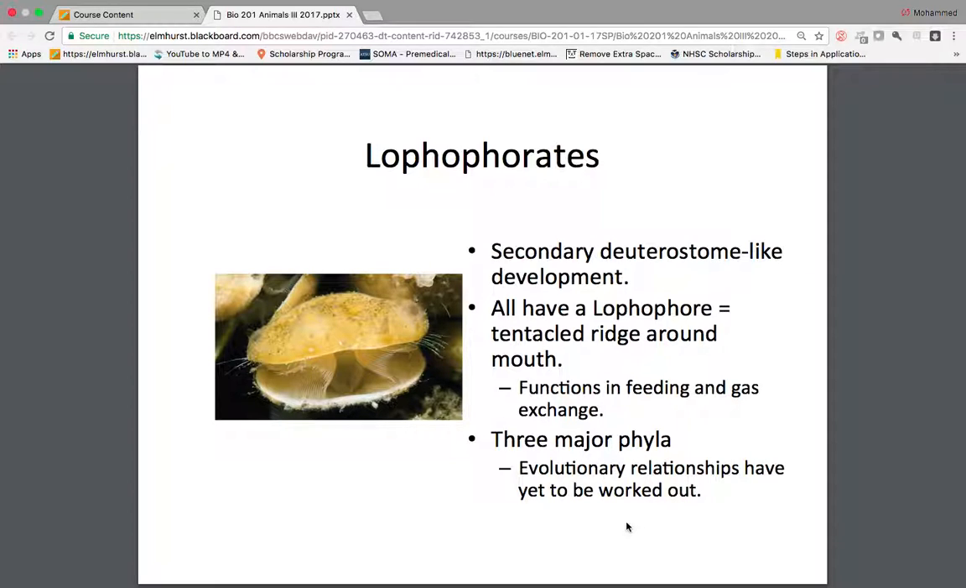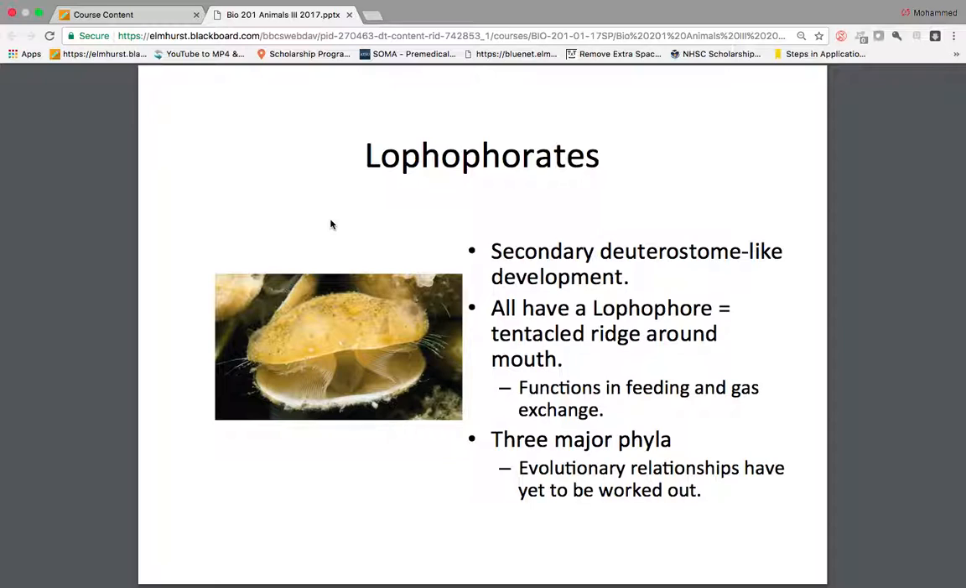So we had always thought they were more closely related to deuterostomes until the molecular evidence started piling up that argued that they were more closely related to protostomes. And so now we include them with the other protostomes in the Lophotrochozoa, even though a lot of their developmental traits would suggest otherwise. So what they have is an appendage called the lophophore, and this is a tentacled ridge around the mouth, you're looking at it inside of this thing, that functions for gas exchange and for collecting food.